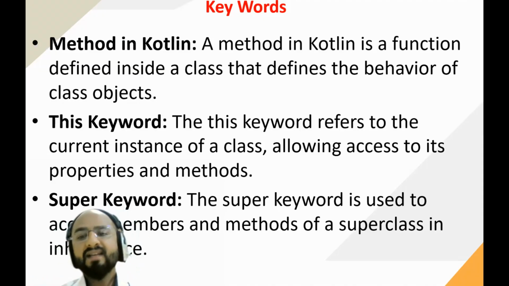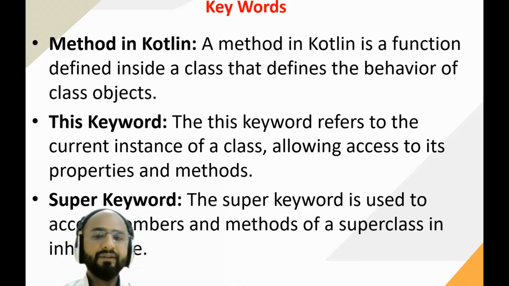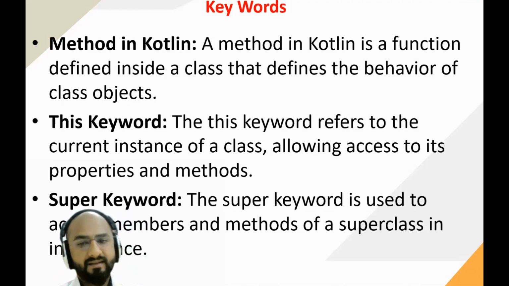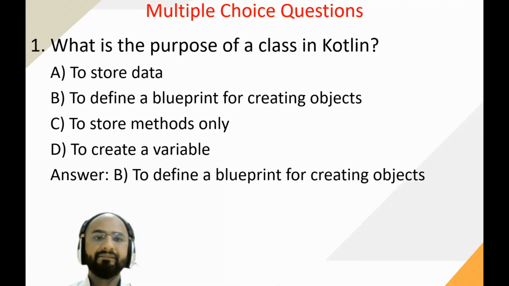The this keyword refers to the current instance of a class. It is referring to the current instance, the current object of the class, allowing access to its properties and methods. So for example, the super keyword. The super keyword is used to access members and methods of a superclass in inheritance. Right? So the super keyword is used to access the members and the methods of the superclass in the inheritance.